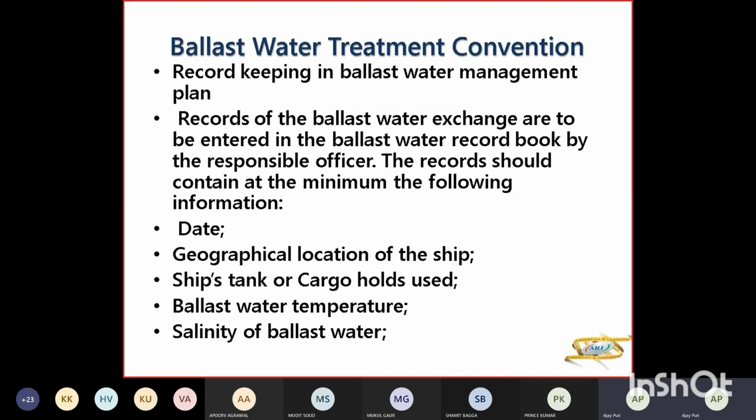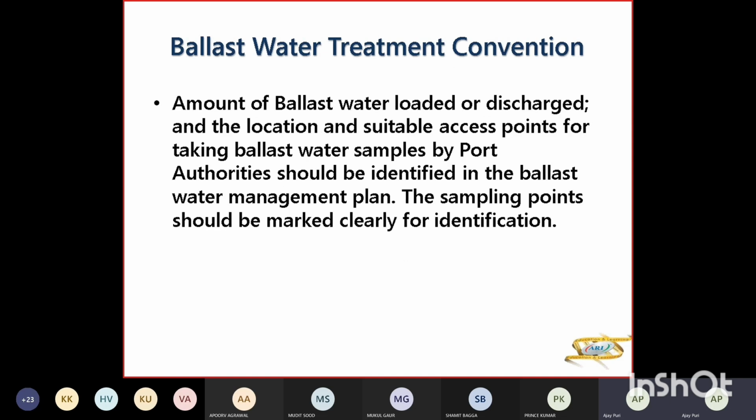Then what is the record keeping in the ballast water management plan? They have to be entered in the ballast water record book by the responsible officer. That is the date, geographical location, ship's tank or cargo holds, ballast water temperature, salinity of ballast water, salt content, amount of ballast water loaded or discharged, location and suitable access points of taking ballast water samples by port authorities. That should be identified in the ballast water management plan. Plus, your sampling point should be clearly marked for identification.